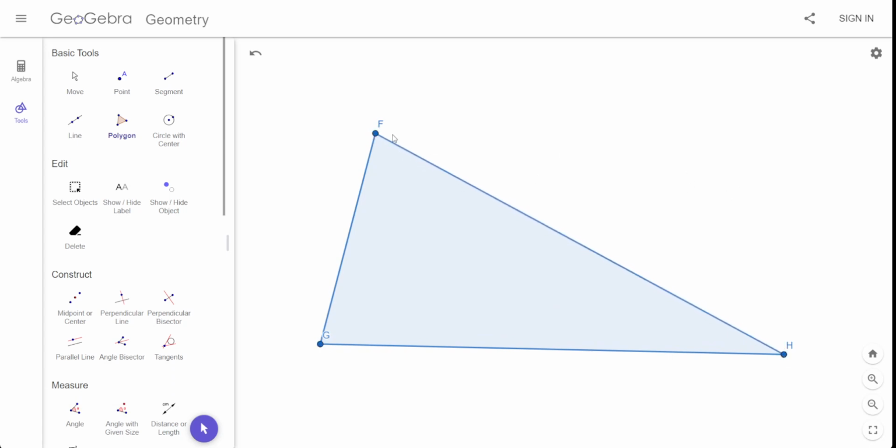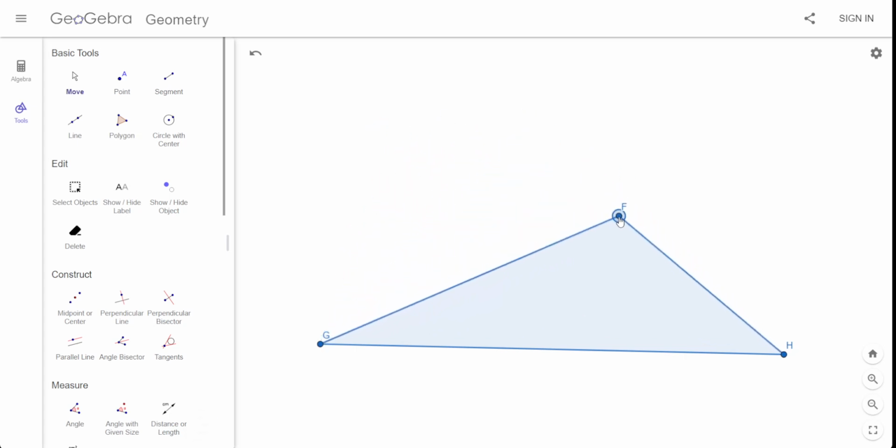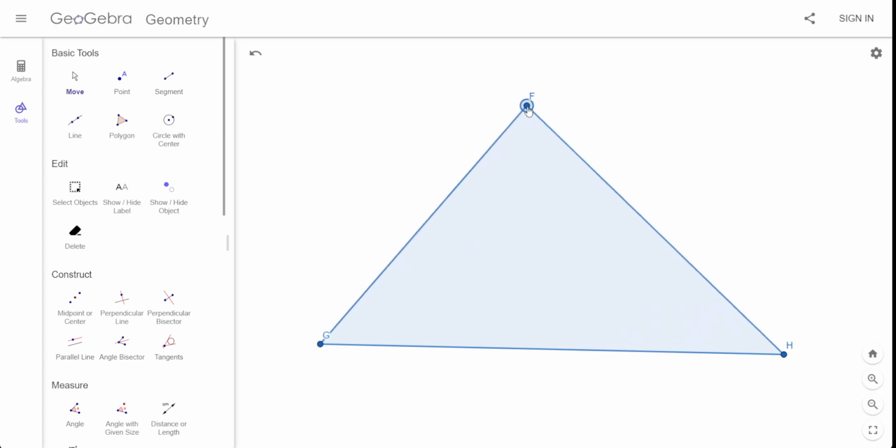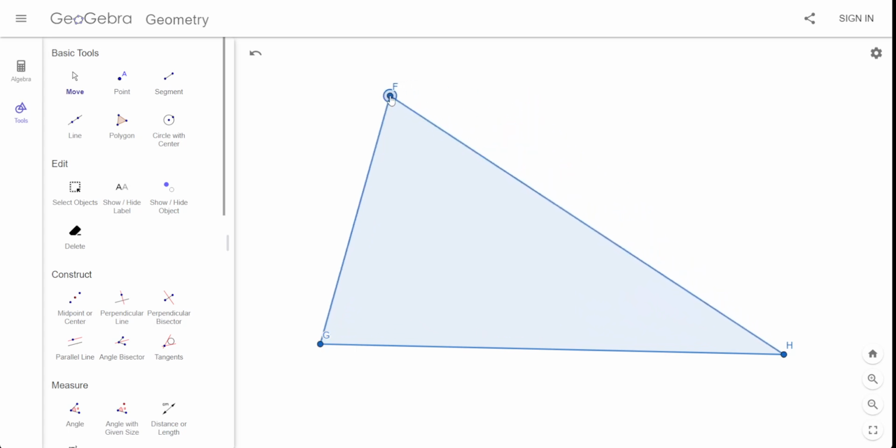All right, so there's a nice triangle. I can move this around and change the shape of it, right? I can make it obtuse. I could kind of guess and make it a right triangle. I could make it acute. Let's just start off with an acute triangle. Is that all right? So what I'm going to do, we talked about perpendicular bisector, right?